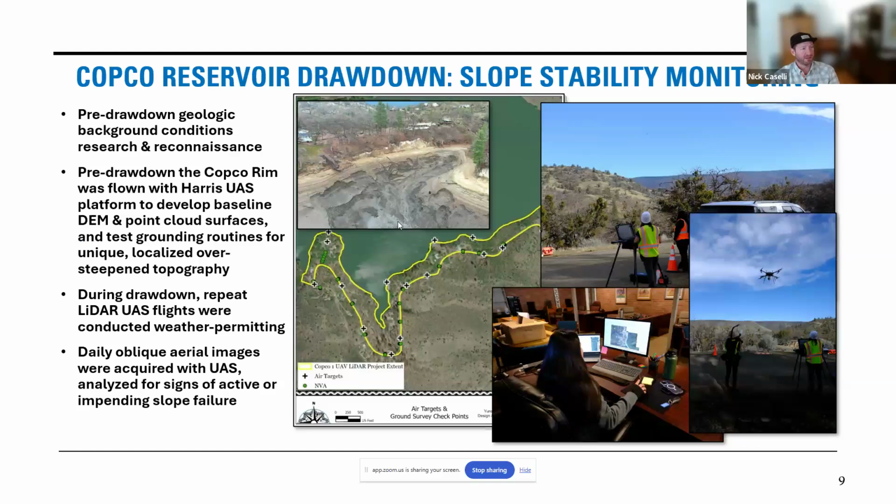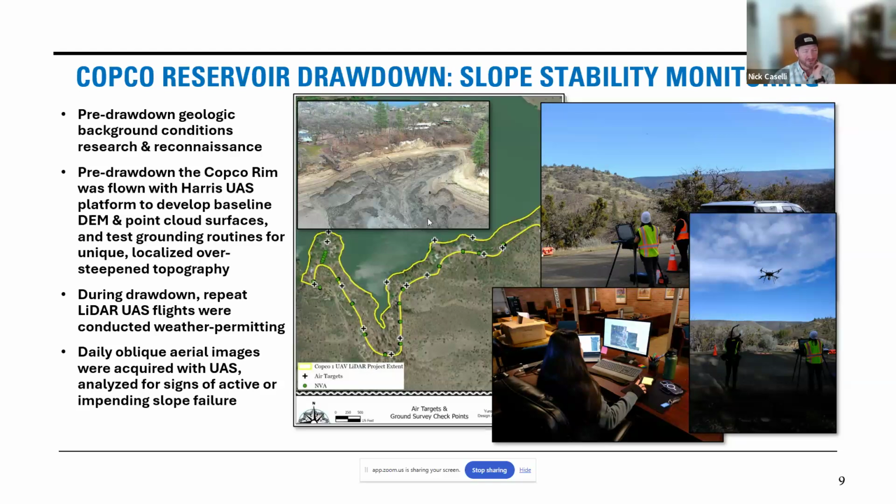So prior to drawdown, we used the same drone technology, LiDAR and ortho, to establish a pre-drawdown surface to be able to difference and compare against. That also involved quite a bit of ground control. In the photo in the top left, you can see some of the slumping and failures in the lake bed sediments, and then the steeper slopes behind them.